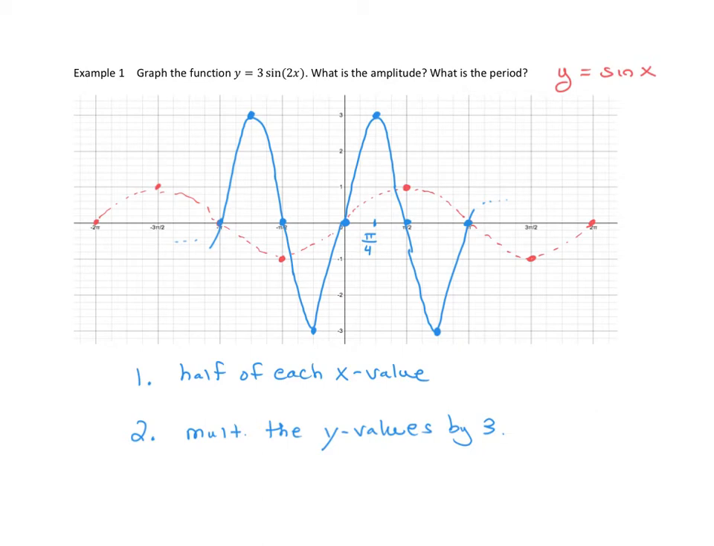So here it is. This is a sketch of what this new graph looks like based off of the original function here. So a couple of questions are, well, what's the period? How long do you have to travel to get one cycle? And what is the amplitude?